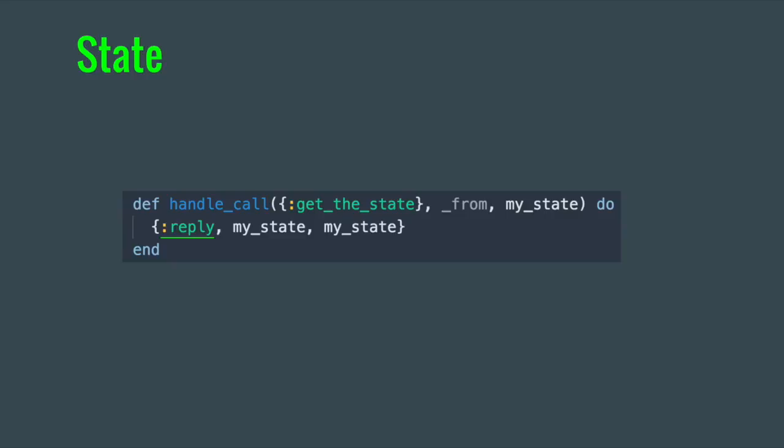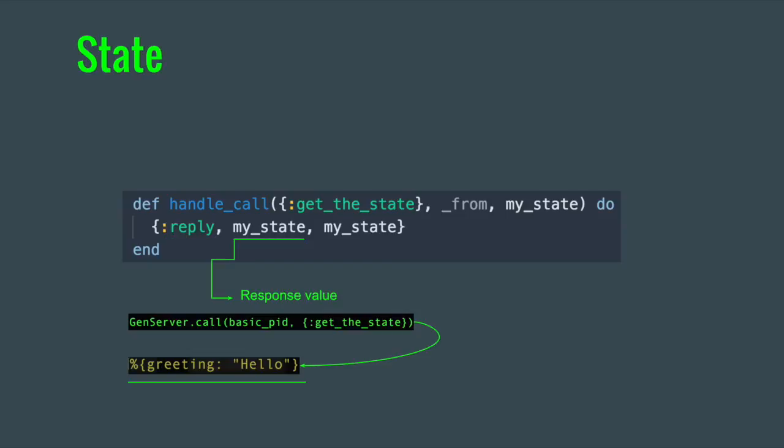The first element is the reply atom. It indicates that this method will have a reply. That is typically the case for handleCall. The second element is the response or return value. Here, we're responding with the entire state, but that's not always the case. The third element is the new state that this process will hold. In this case, we're just keeping it the same. And that's the basic anatomy of this method.